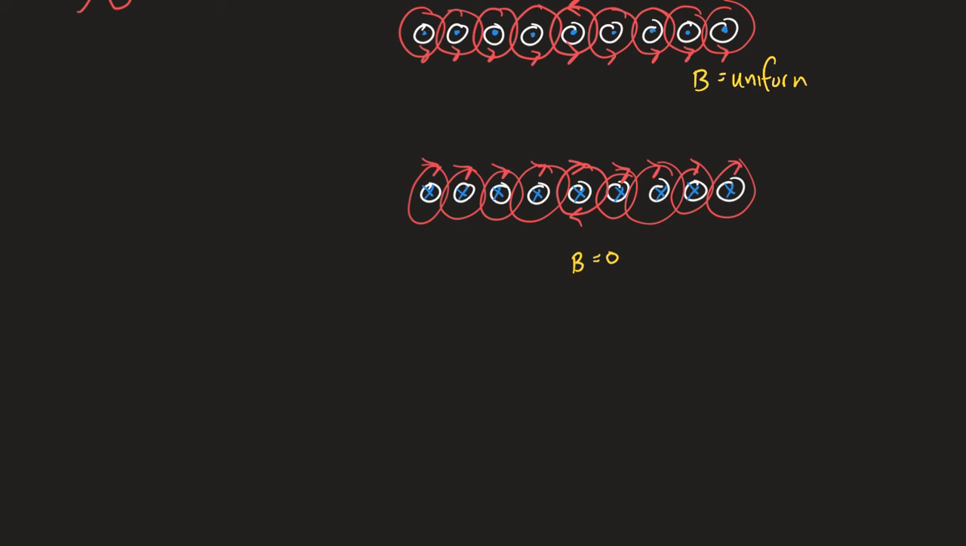And this loop might not make sense to you right away, but follow along. We're going to use a rectangle like that. We're going to use this rectangle to determine the magnetic field. And we're going to apply Ampere's law around this rectangle.